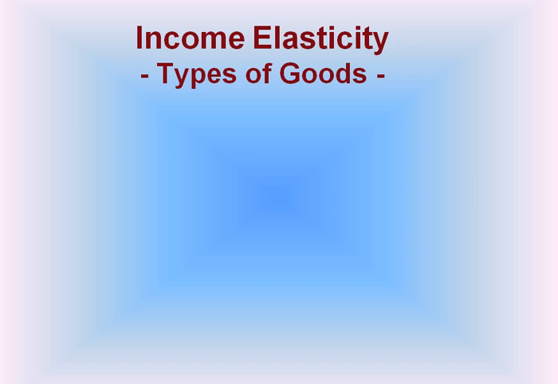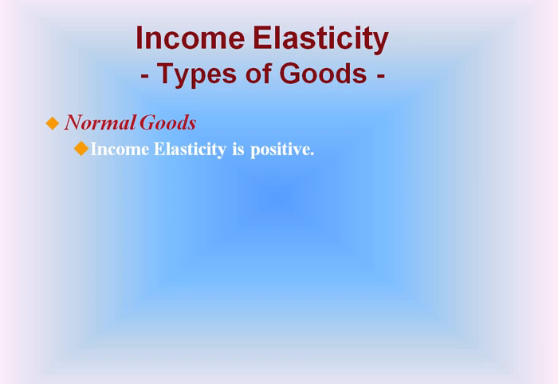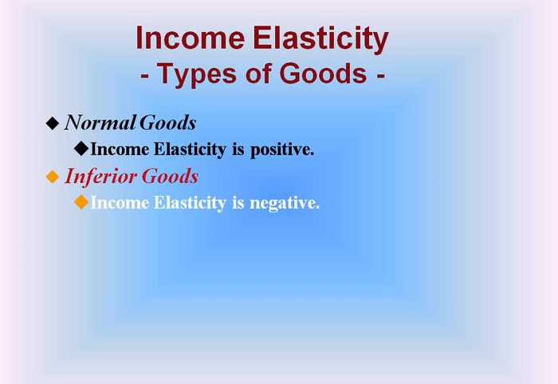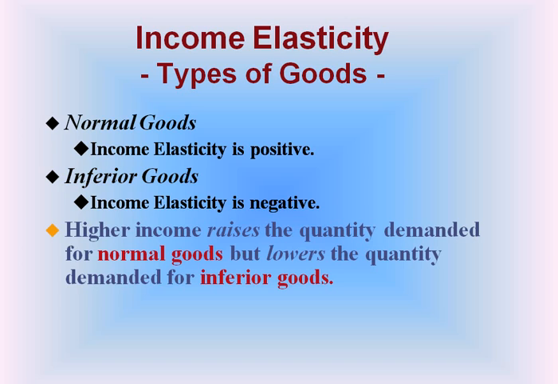Income elasticity of types of goods. When we have normal goods, income elasticity is positive. Normal goods are those which we use more when income increases, and use less when income decreases. Those goods are called normal goods. Inferior goods are those where, when our income increases, we buy less. Those goods are called inferior goods. Income elasticity is negative for those goods. Higher income raises the quantity demanded for normal goods but lowers the quantity demanded for inferior goods. That is a summary of what I have said.